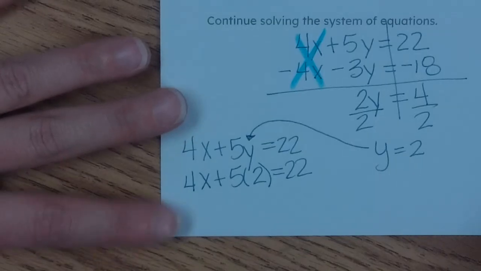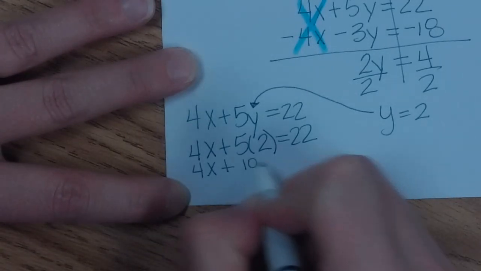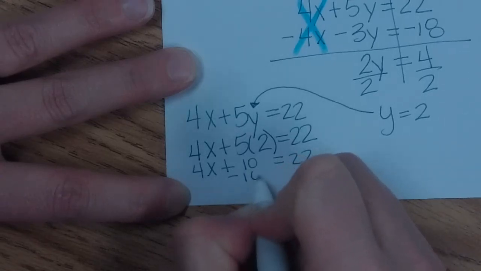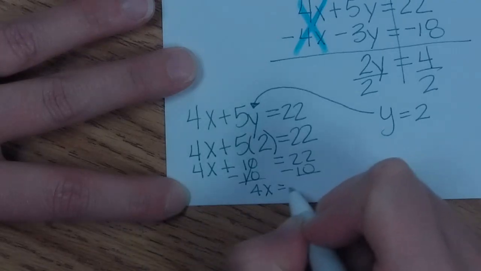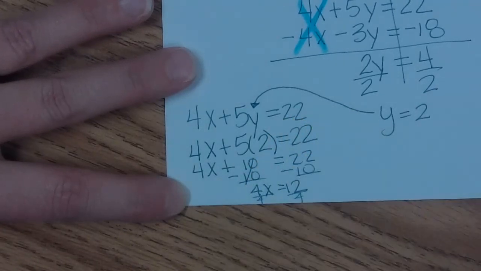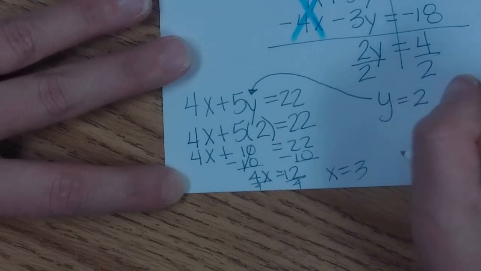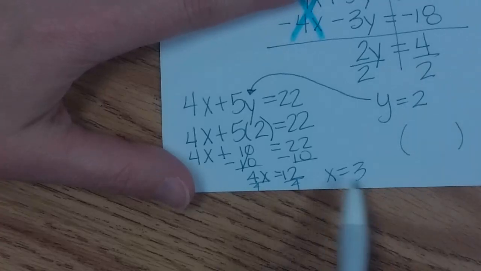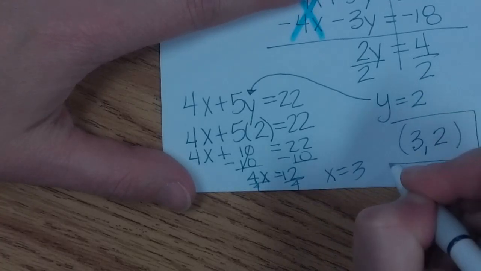And now we just solve that equation. And I'm going to have to write a lot smaller now. So 4x plus 10 equals 22. Take out that 10 on both sides. 4x equals 12. Divide by 4. Oh my gosh, I have to write so tiny. Divide by 4, and I get x equals 3. So my solution is x is 3, so 3 first, 2 second. Okay?